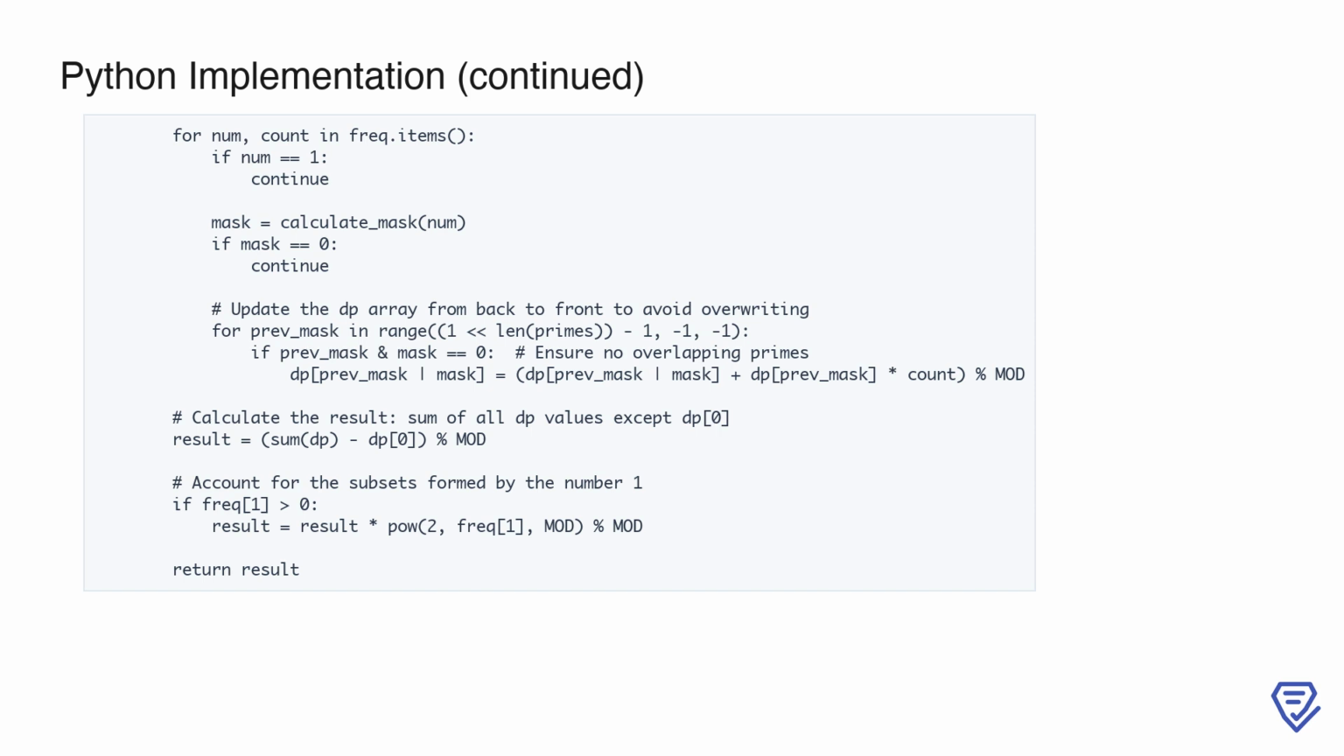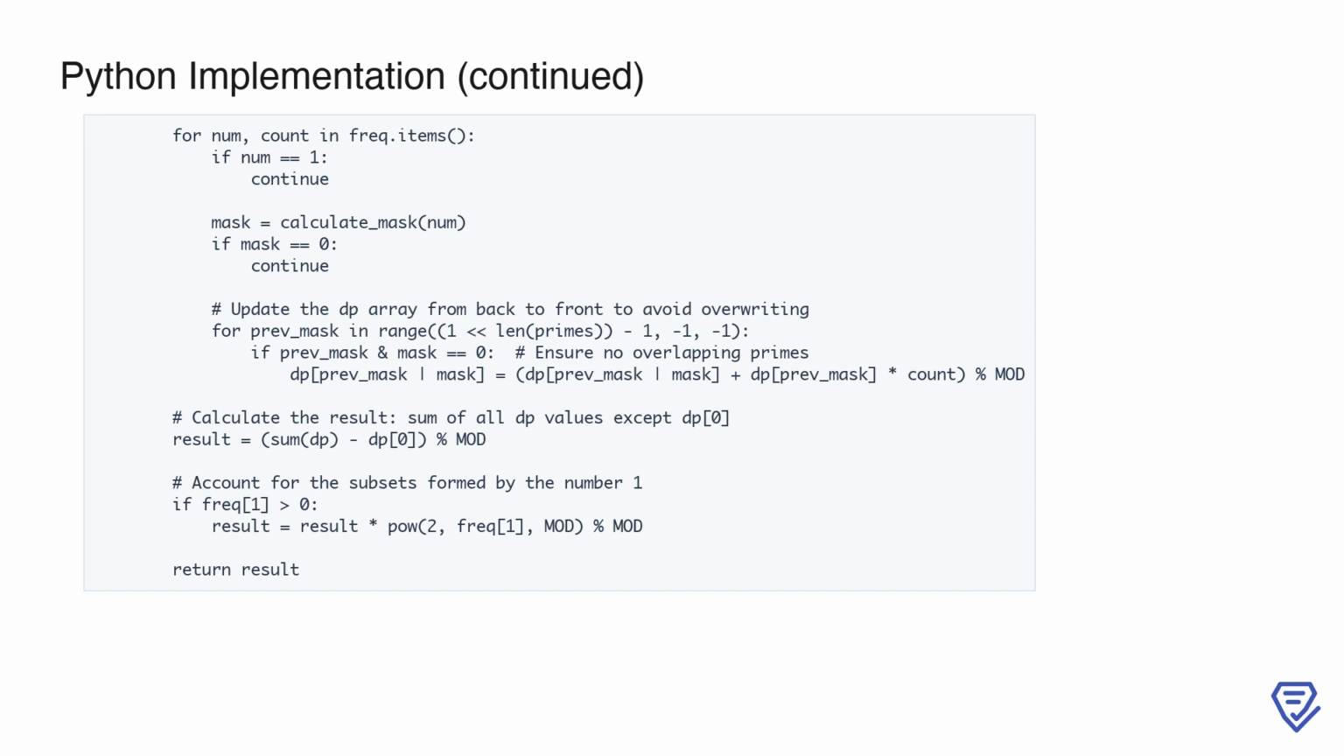Otherwise, we update the DP array, iterating from the back to the front to ensure we don't overwrite values we still need. For each previous bit mask, if it has no overlapping primes with the current number's mask, we update the DP value for the combined mask. This is done by adding the product of the current DP value and the count of the number, modulo mod. After processing all numbers, the result is calculated as the sum of all DP values, excluding DP[0], which represents the empty subset.